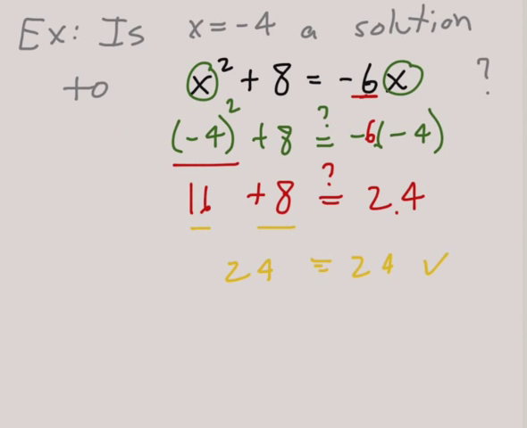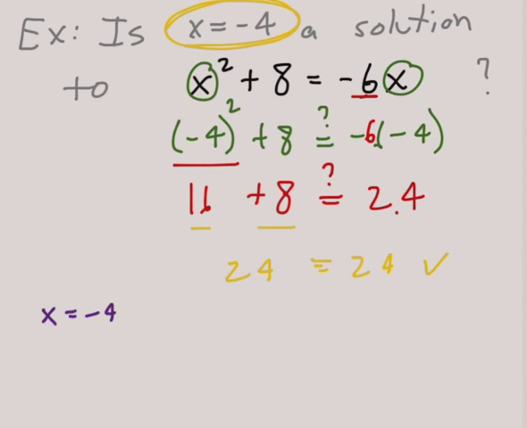Alright, so what does that mean? Well, it tells me that value that I substituted for x, negative 4, is a solution to the equation x squared plus 8 is equal to negative 6x. So conclude this in a nicely written sentence.